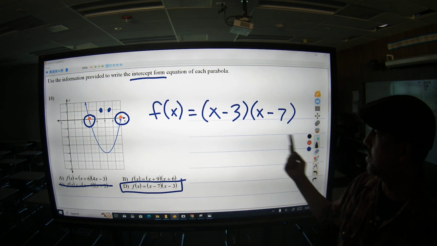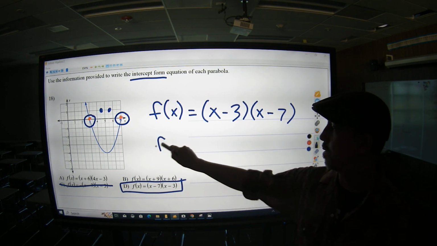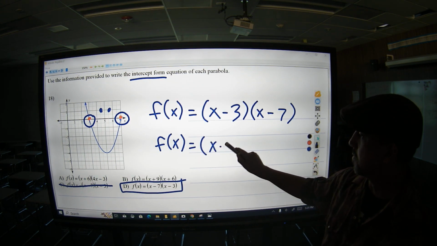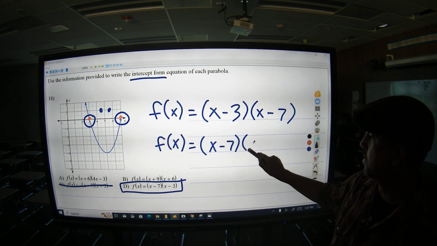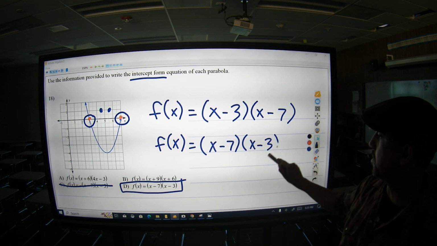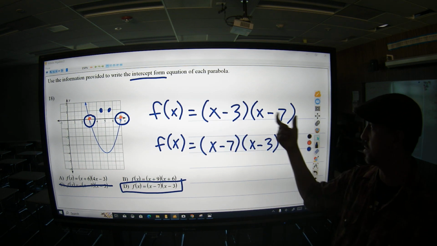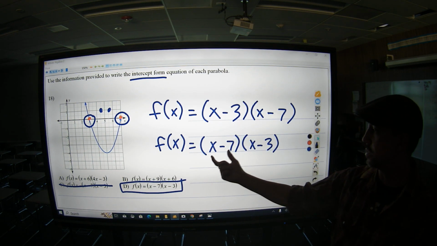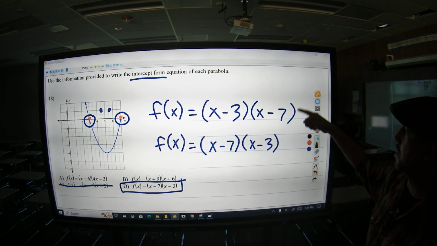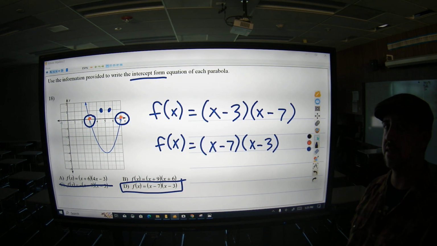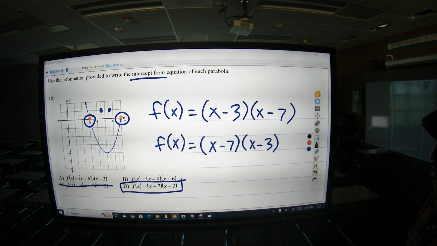this is equivalent to if I wrote it the other way around. There's no difference. When we're first learning math, we can definitely be a little superstitious if we don't know what's happening. But these two things are the same. Whether I do x minus 3 times x minus 7 or x minus 7 times x minus 3, they mean the same thing. It's the same as saying that a times b is equal to b times a. There's no difference in the order that we multiply.